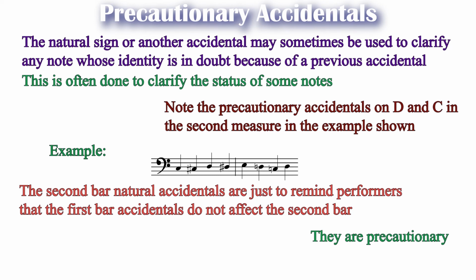In case it does not enter the consciousness of the performer that the second bar is not affected by the first, the composer puts the precautionary accidental deliberately to remind the performer.